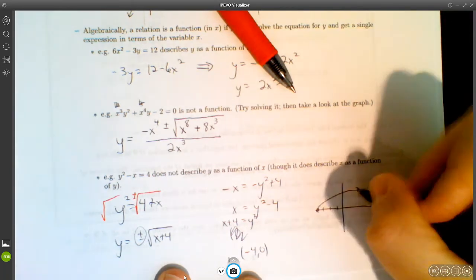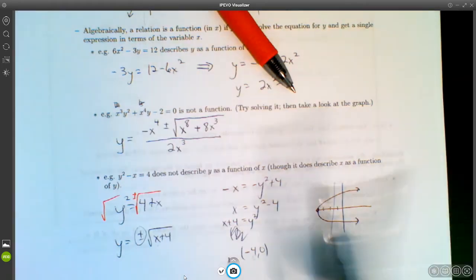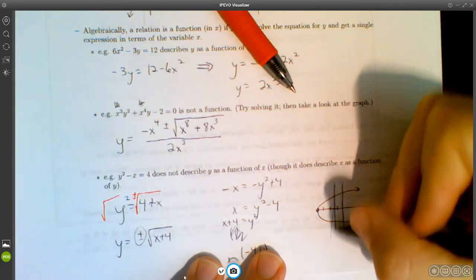All right, so there's what that thing looks like, more or less. So clearly not a function, right? Not a function. Fails the vertical line test. I should do a better job at actually drawing a vertical line, but there you go. So not a function, right?